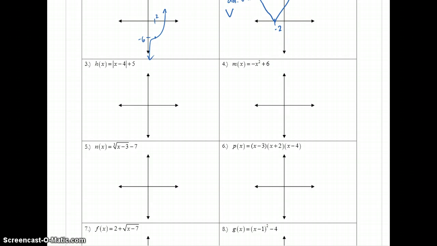Number 3 is again absolute value. We're working with a V shape again. However, this time there's a shift to the right 4, and there's a shift up 5. That's where our vertex of our V shape or absolute value graph needs to be, and our graph should look something like that. Number 4, we're looking at a parabola.